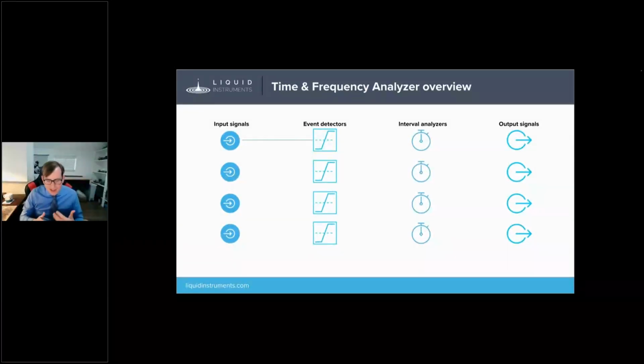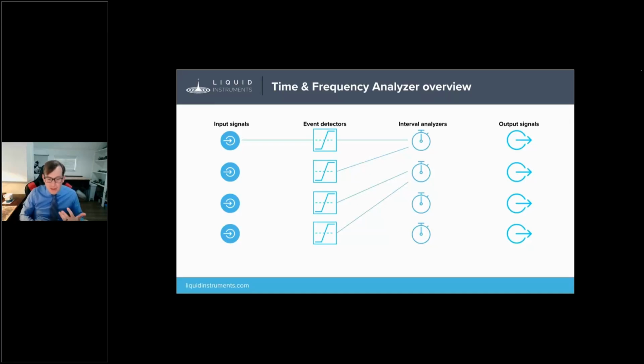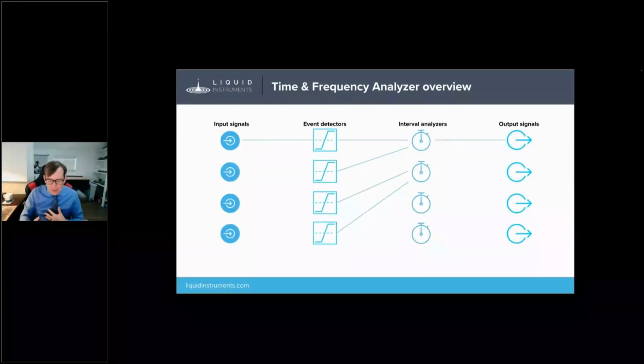And I can configure one of the event detectors to trigger off of this input signal. And like I said, the interval can either measure the difference between the event until the event happens again, or between a pair of events. And I can set up a second interval analyzer to measure between a different pair of events. And then each interval analyzer corresponds to an output signal. So I can output a voltage based on the interval that is currently being measured by the device.